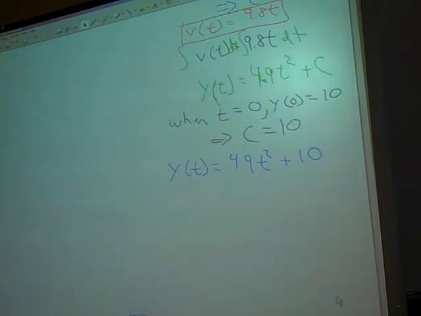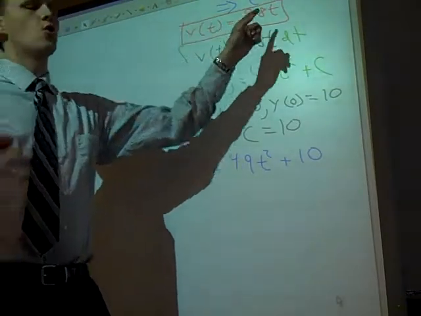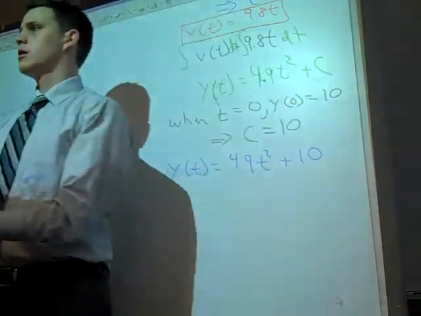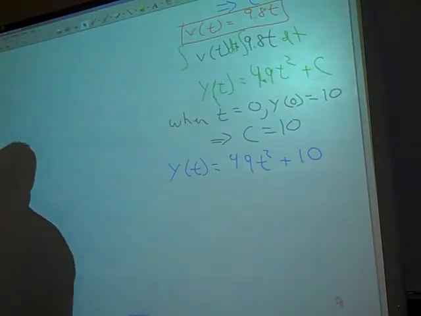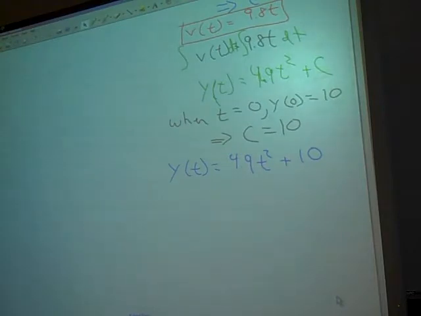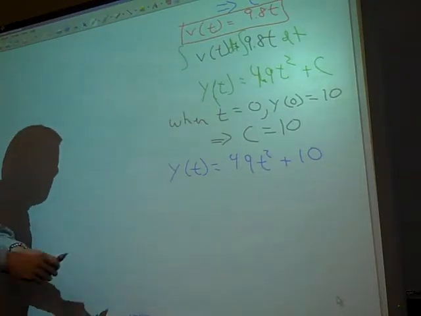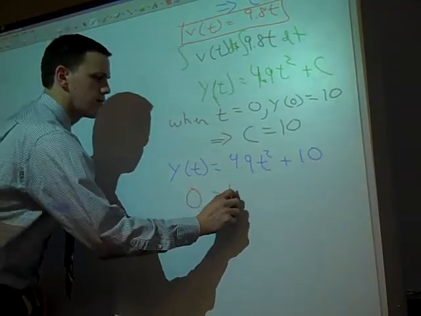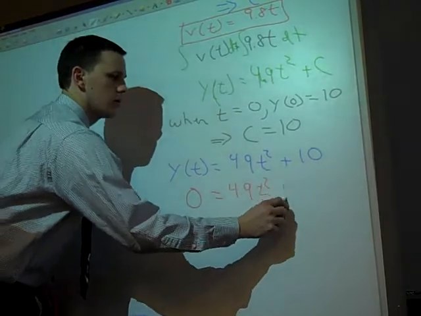So now we have the next question. Our whole goal was to figure out the velocity when the diver hits the water. So when the diver hits the water, what do we know about how high the diver will be? 0 meters from the water. So I could plug 0 in for what? Y. So we say 0 equals 4.9 t squared plus 10.